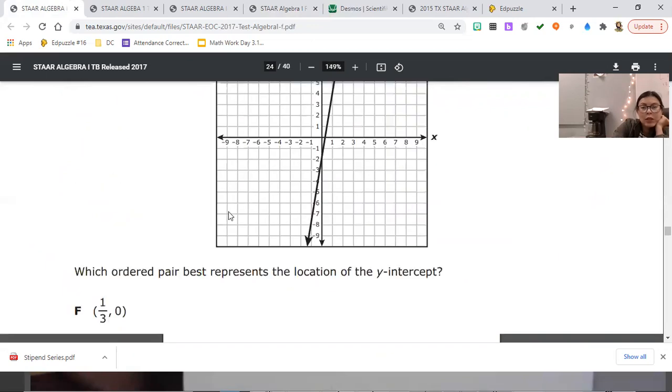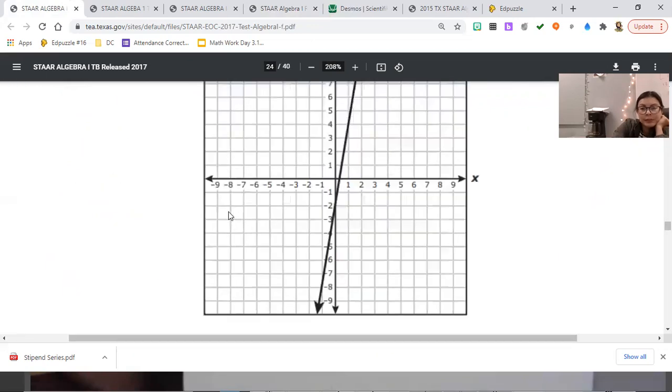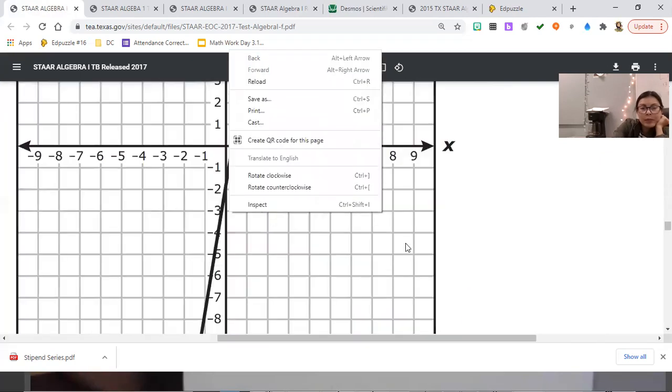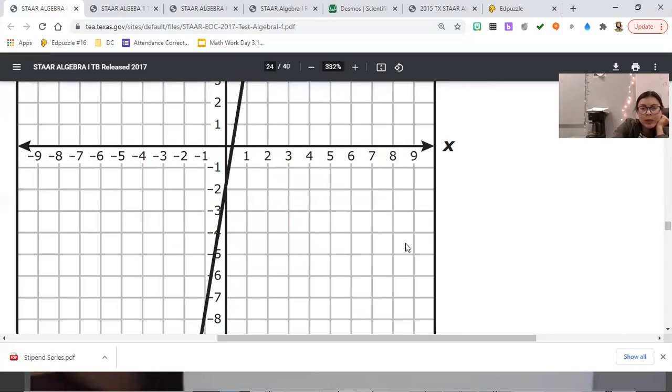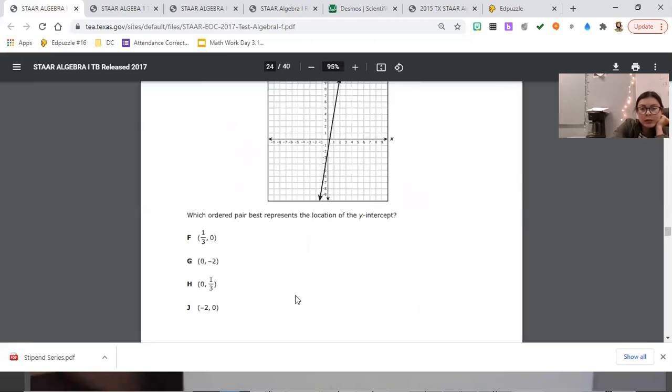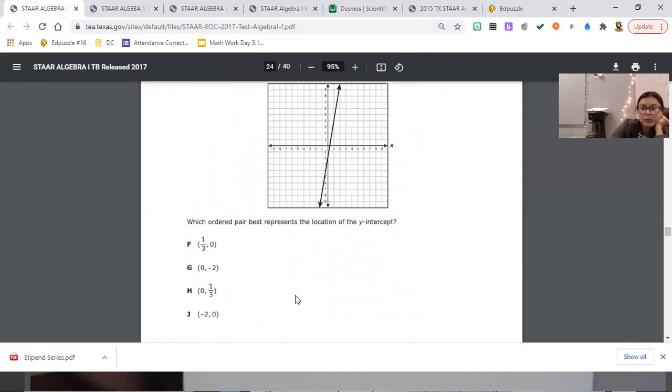Here we go. It's asking you for the y-intercept. I'm going to zoom in a little bit. Okay, and then tell me what's your answer. What is the y-intercept? So if you look closely, it crosses right here at -2, but there's two answer choices that have -2. Is it G or is it J?